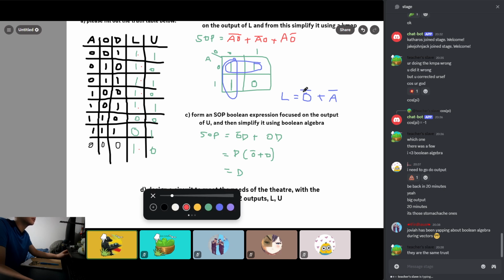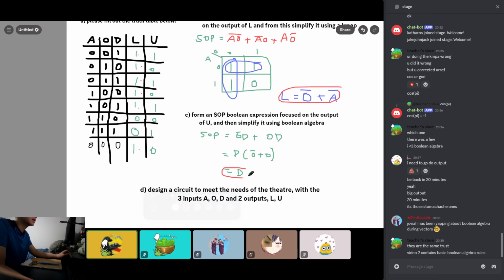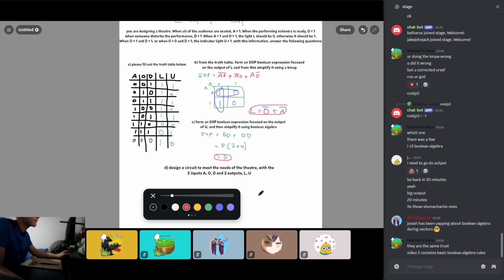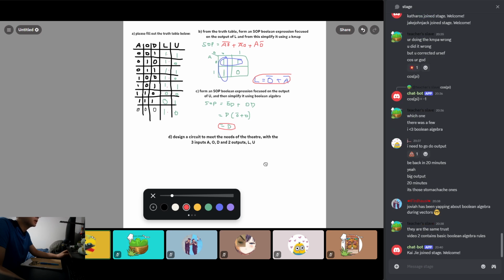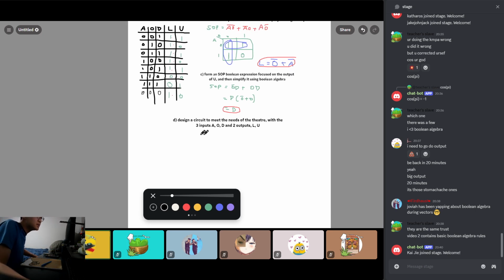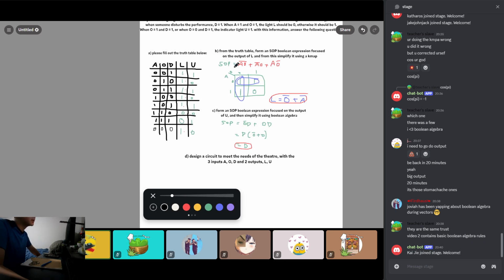So if you have D as your answer for part C, correct. Very nice. Now for the last part, which some of you struggle with, and it's truly a shame because this is the fun part in these kinds of questions. Design a circuit to meet the needs of the theater with the three inputs A, O, D and the two outputs L, U. We've already described the behavior in part B and part C, so the question is actually doing you a favor.